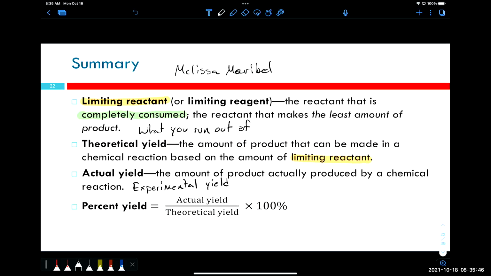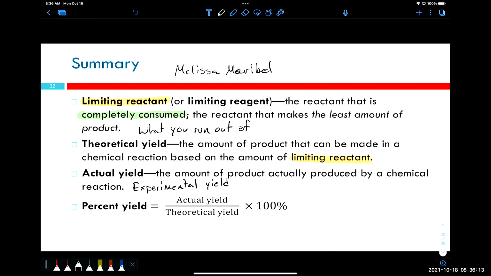So if you're writing down something about a limiting reactant, I've got it written here as the reactant that is completely consumed, or the reactant that makes the least amount of product. When you're rewriting that, you might write, limiting reactant: it's the reagent that gets used up first, or it's the thing that you run out of. So even just putting it in those sorts of terms, yeah.